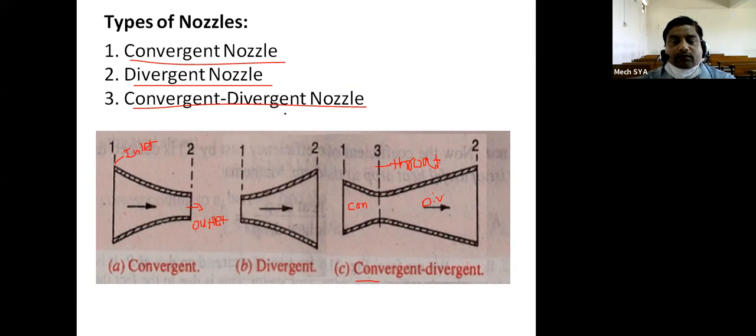That also you mentioned. Critical pressure ratio means what? That also you mentioned. Throat means what? So generally we are using, in many industrial applications, convergent divergent type of nozzles. So many times they are going to ask MCQs on convergent nozzle, divergent nozzle, back pressure.